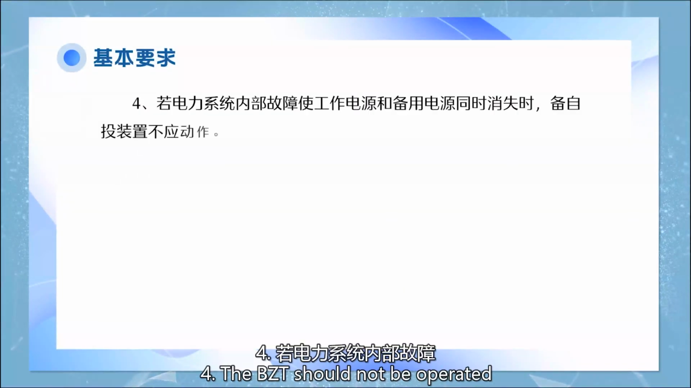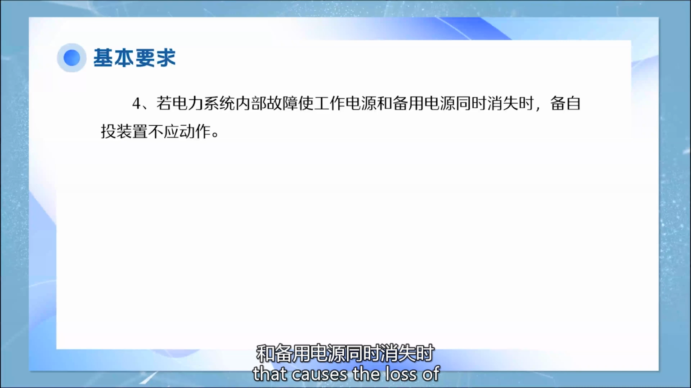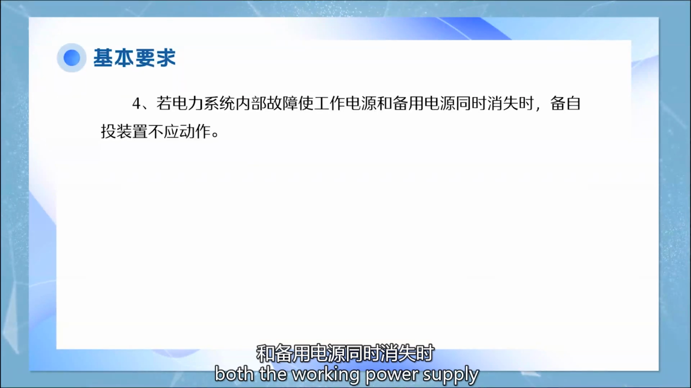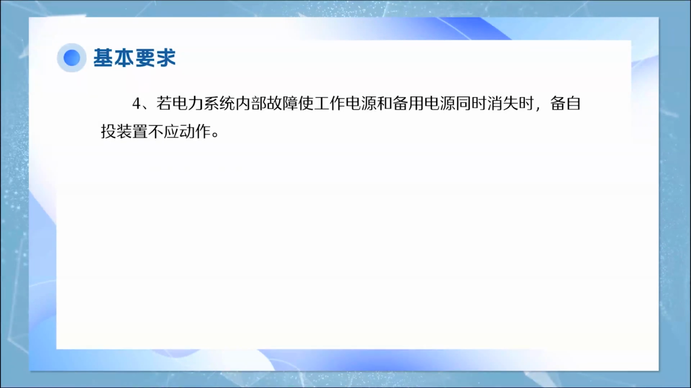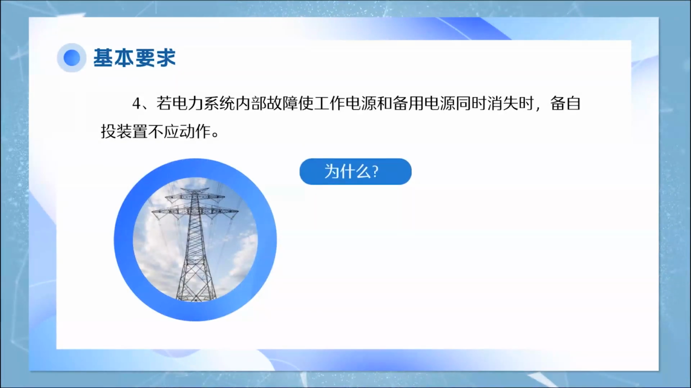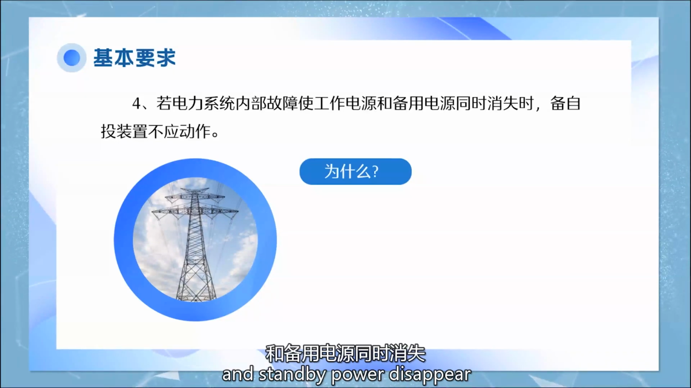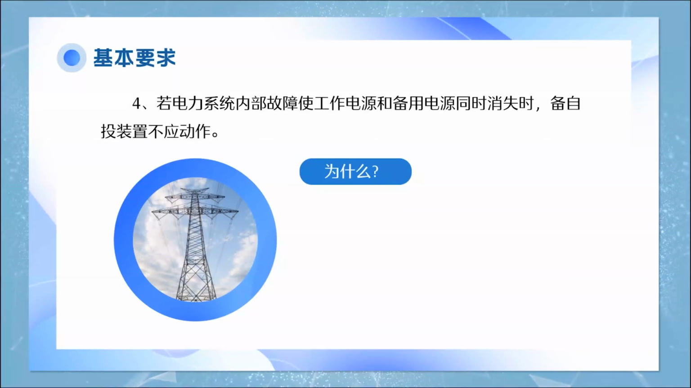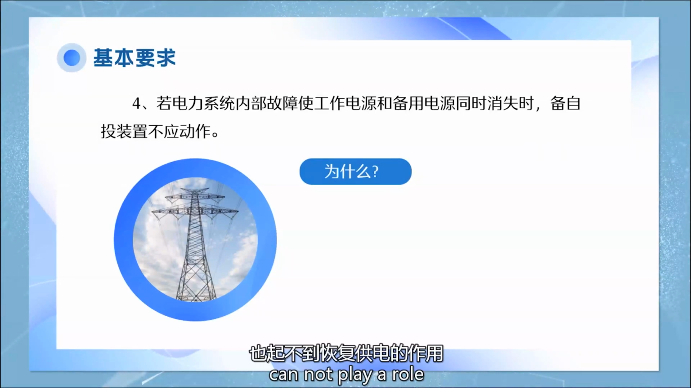4. The BZT should not be operated in the case of an internal fault in the power system that causes the loss of both the working power supply and the standby power supply. Why? Because the working power and standby power disappear at the same time, even if the BZT operates, it cannot play a role in restoring power supply.